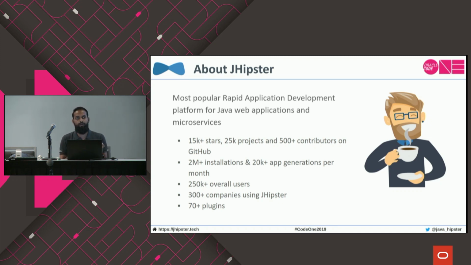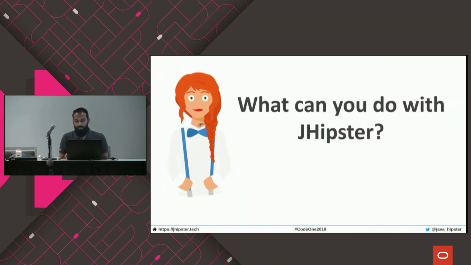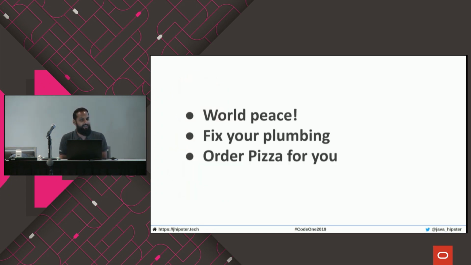And we have more than 250,000 registered users on our website. There are more than 300 companies who registered claiming to be using JHipster. We have a lot of plugins, so it's quite an active and vibrant community. So what can you do with JHipster? Obviously you can bring world peace, fix your plumbing, these kinds of things. This is what we are aiming for. Not there yet, but definitely in our backlog.